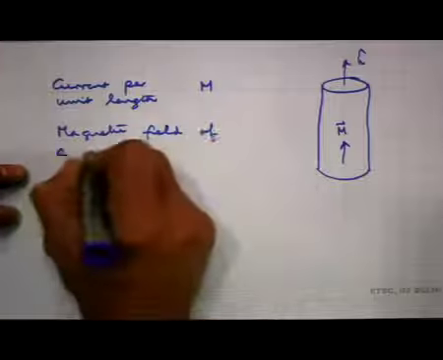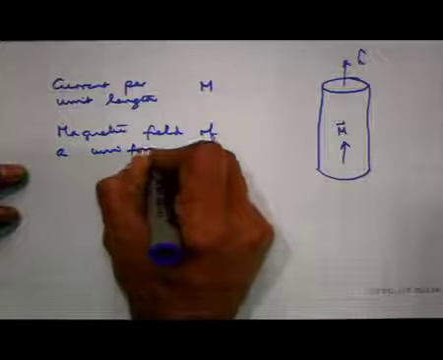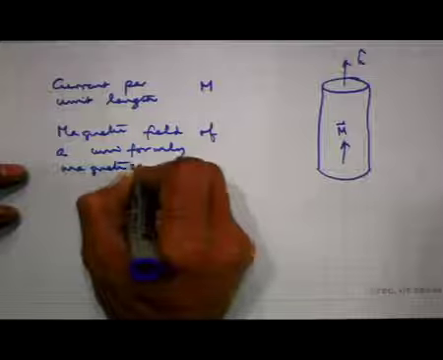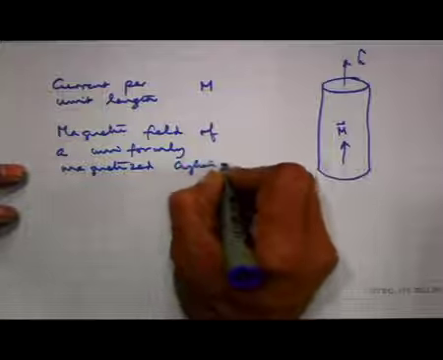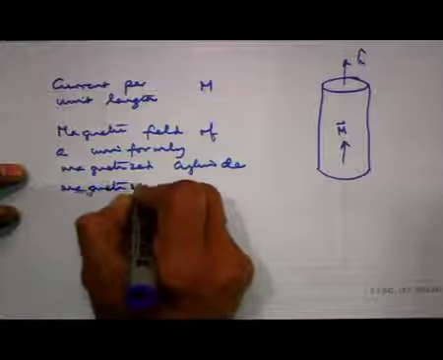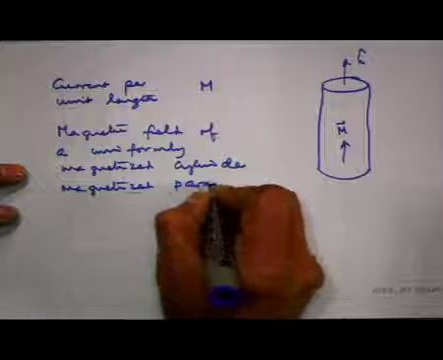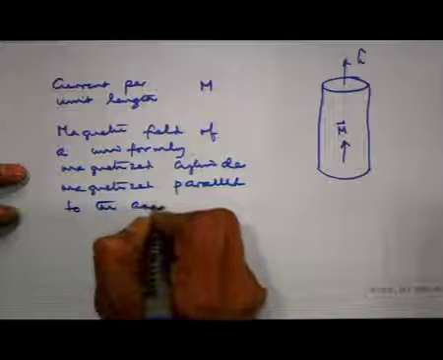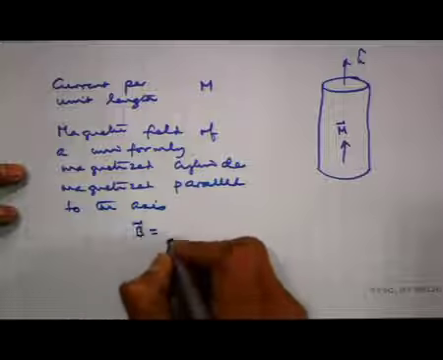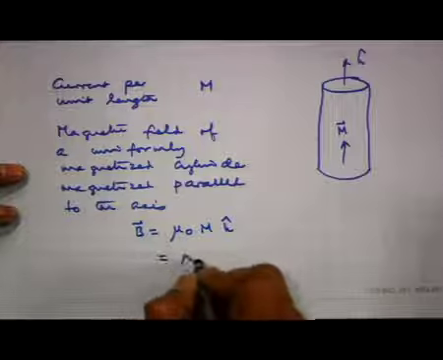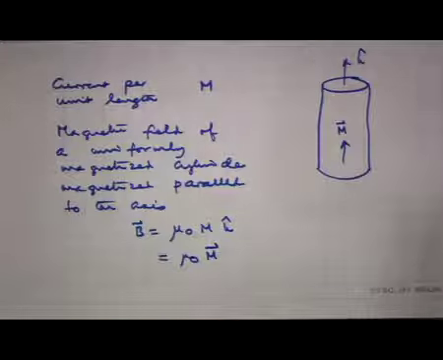of a uniformly magnetized cylinder, magnetized parallel to the axis, B is equal to mu naught times M times k cap, which is nothing but mu naught times M. Because M is along the k cap direction, M k cap is M vector.